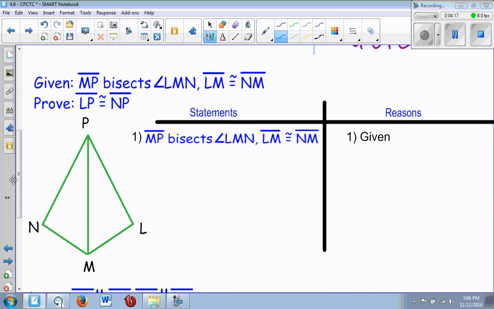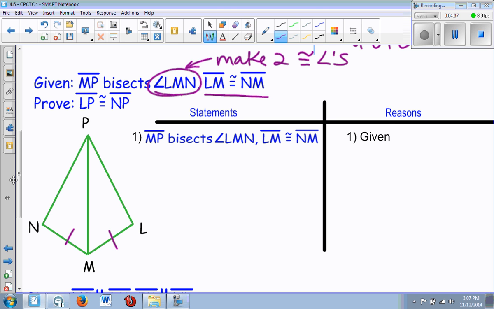Again, when we start this proof, notice we're given one congruence. So I'm going to mark that on the picture, one pair of congruent sides. We are also told that MP bisects the angle LMN. So if an angle is bisected, that makes two congruent angles. So my job is to figure out where those congruent angles are. Well, LMN is this angle down here at the bottom.